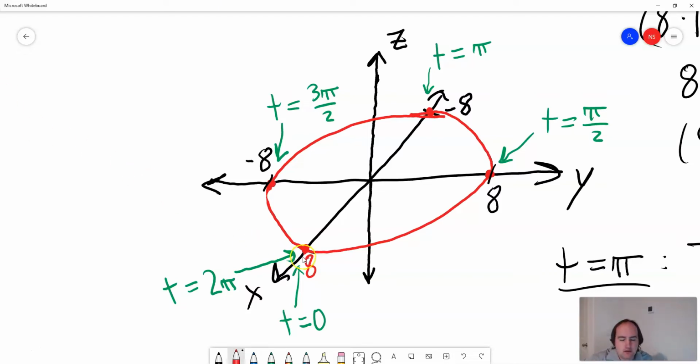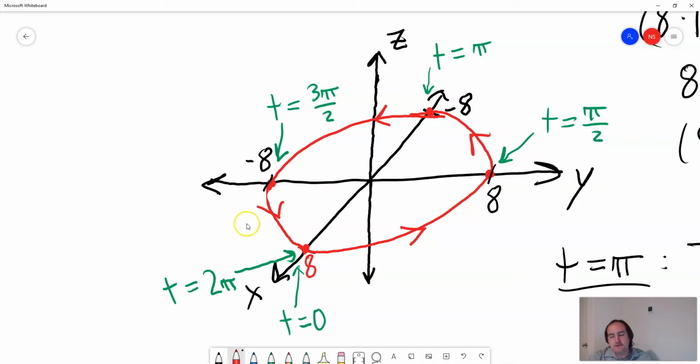So we start right here at t equals 0, and then at t equals pi over 2, we're right there. At t equals pi, we've moved to here. At t equals 3 pi over 2, we're back there, and then at t equals 2 pi, we're back at the same place as t equals 0. So we're right back here on the positive x-axis. So once we do an entire circle like that, it's clear that the direction of the circle has to be this way. Okay, we can see which direction the circle is moving.